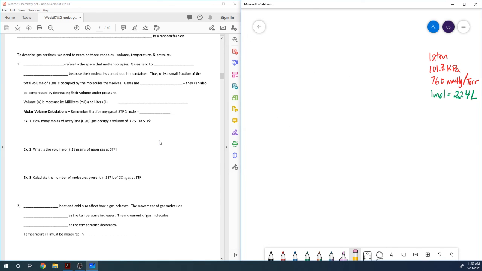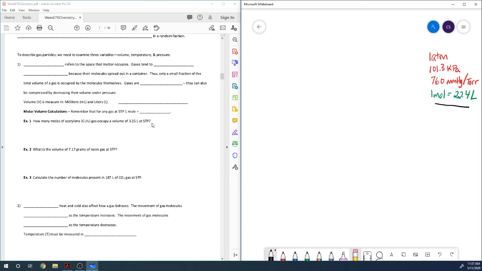Okay, let's talk about this example 1 right here. How many moles of acetylene gas occupy this many liters at STP? STP should ring a bell to you because we did talk about this in class. This is what you need to know for STP. 1 mole equals 22.4 liters.